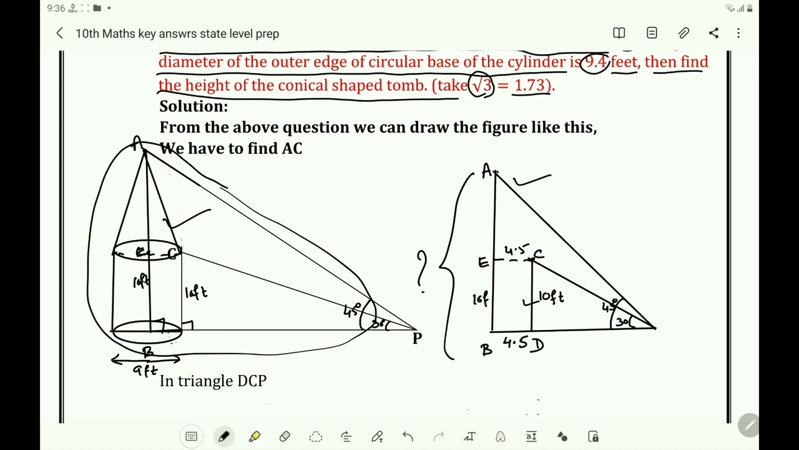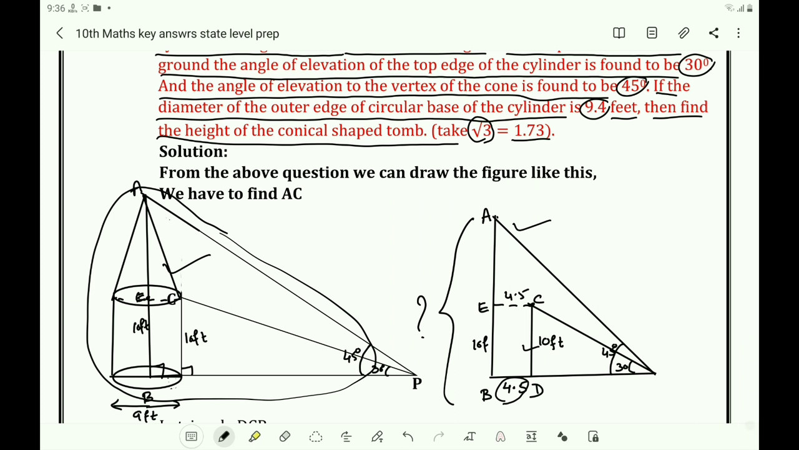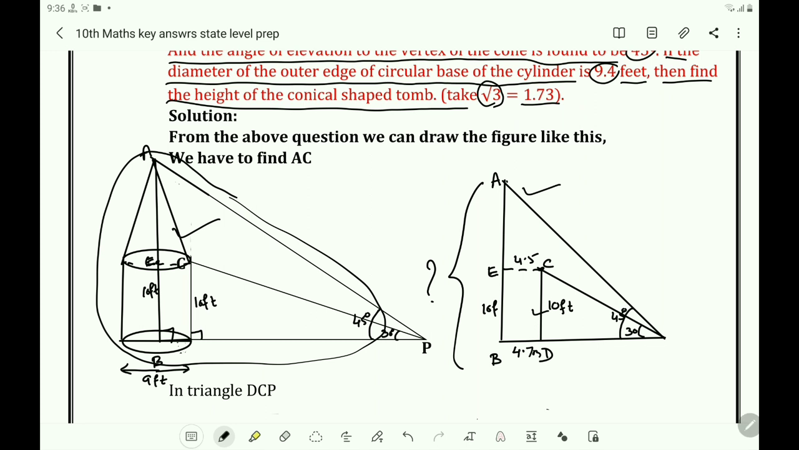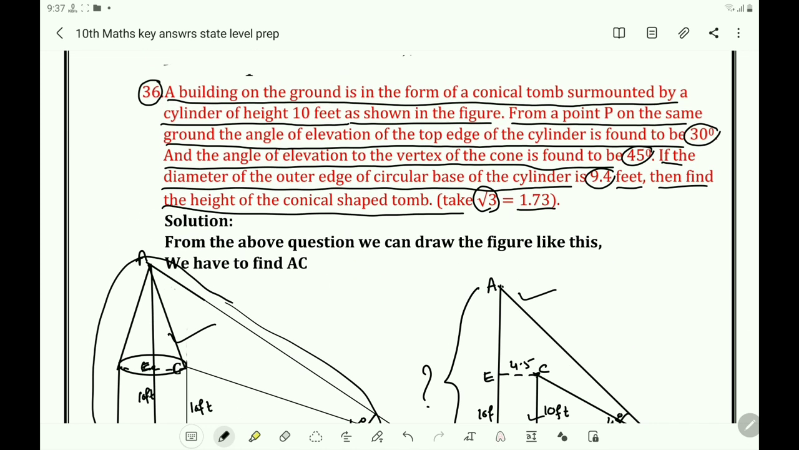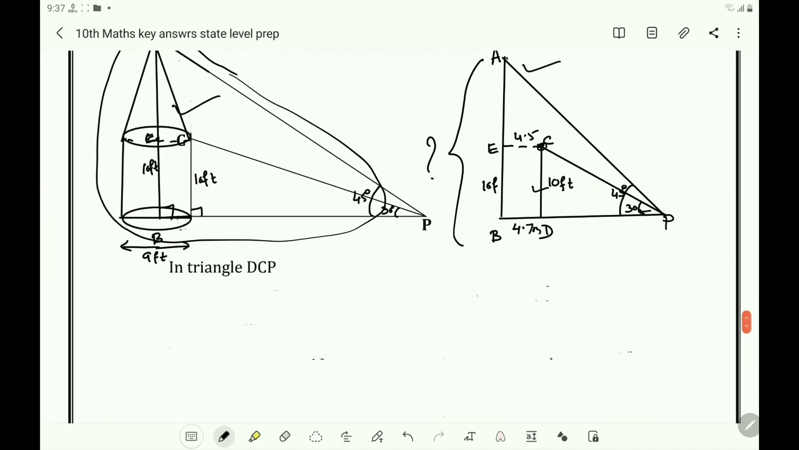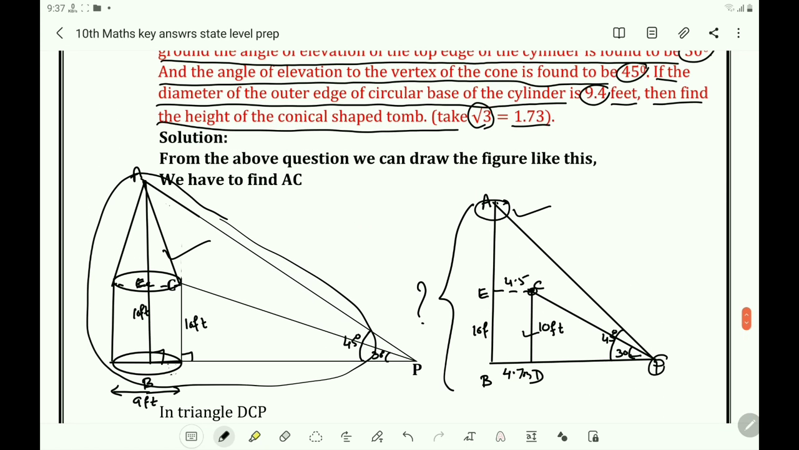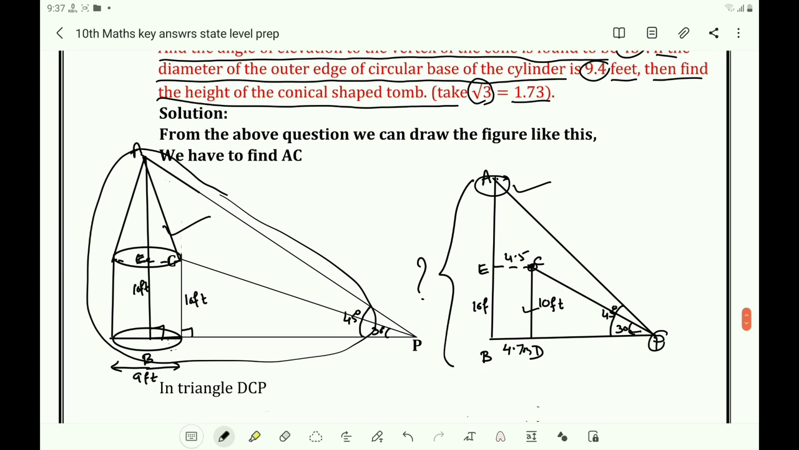Here, what is the radius of the cone and cylindrical portion? That is 9.4 divided by 2. Consider P is a point on the ground and 30 degree is the angle of elevation of the bottom of the conical portion or top of the cylindrical portion. Here it is given, the top edge of the cylinder is found to be 30 degree. This is the top edge. The angle of elevation of the top edge of the cylindrical portion from the point P is 30 degree, and the angle of elevation of the vertex of the cone is 45 degree.